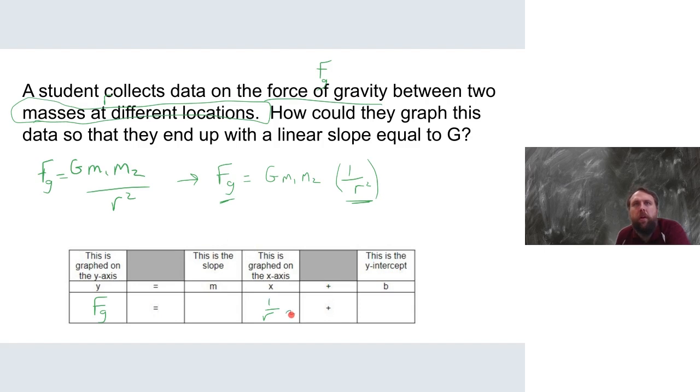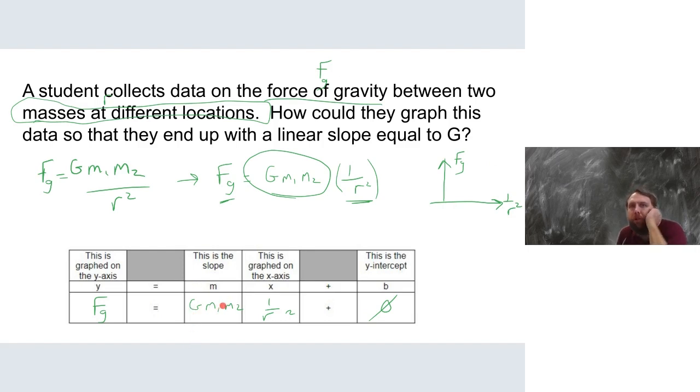One over r squared. So that's r squared. That would leave my slope as G m1 m2, and my y-intercept, well, there wouldn't be one. It should be 0. Okay, so this is one way to graph this linearly. If you were to graph on your y-axis the force of gravity, and on your x-axis 1 over r squared, you get a linear graph whose slope is G m1 m2.